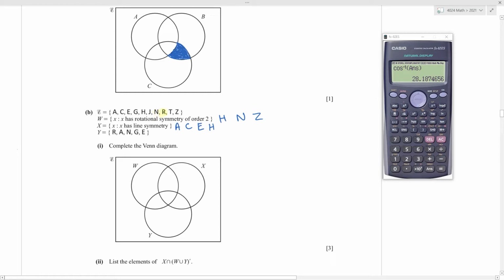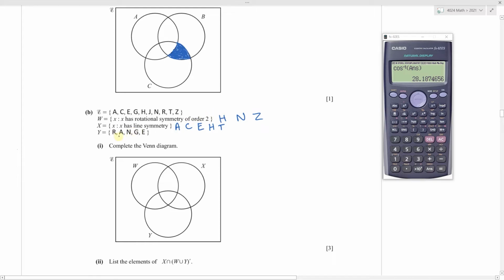N doesn't have any line of symmetry. R also doesn't have any line of symmetry. T has this line of symmetry in the middle. So T is also part of this set. Z doesn't have any line of symmetry as well. So these are the letters that are part of X, and then Y you're already given the letters. So now let's start with this intersection, which contains letters which are part of all three sets.